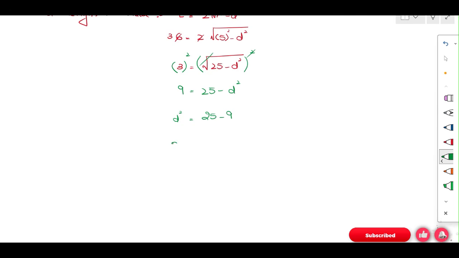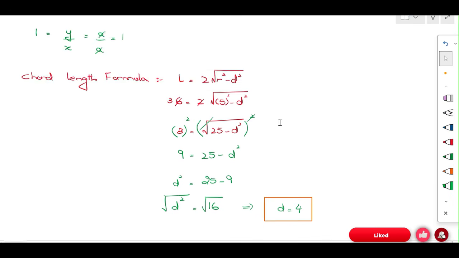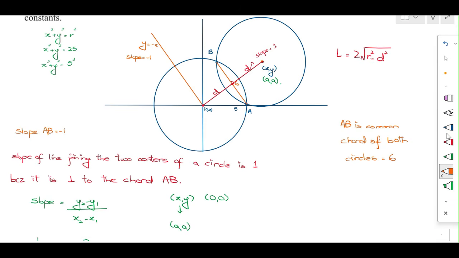16. So d square is 16, and to solve for d we have to take the square root. You will get plus or minus 4, but distance is always positive, so we consider d equals 4. Now we got the d value. This d value is the perpendicular distance from the center of a circle to the chord of a circle. So this perpendicular distance is 4, and this perpendicular distance is also 4. So the distance between the two circles is 8.